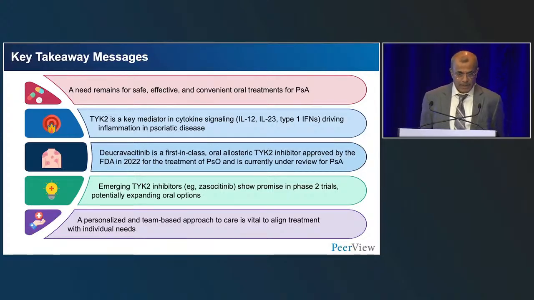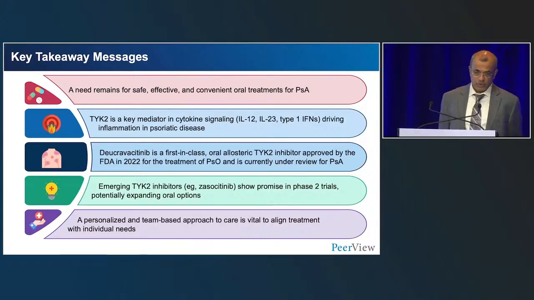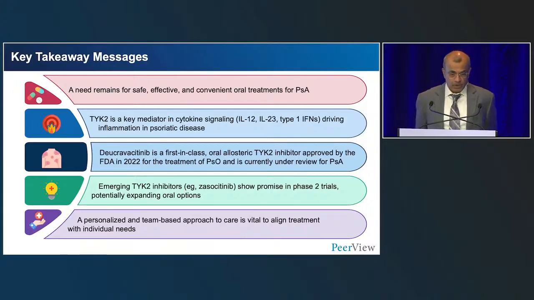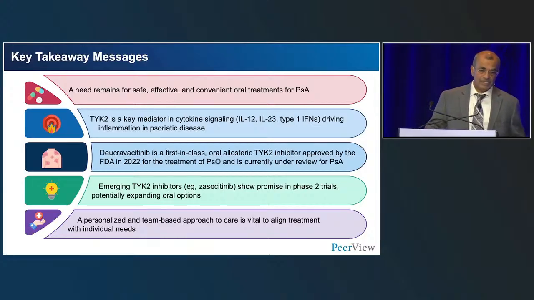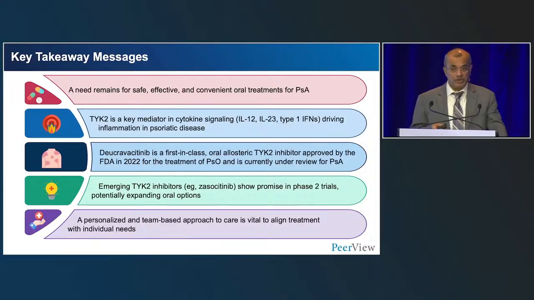psoriatic arthritis. And there is another one in the wings, zasocitinib, which is also a TYK2 inhibitor, which has shown promise. So that will also go in front of the FDA at some stage. And a personalized team-based approach, and that's what we were talking about in all these three cases, how we do a personalized approach based on their side effects or their past medical history, what drugs they have tried, what their personal choices would be. And that is the way we should be treating psoriatic arthritis patients.